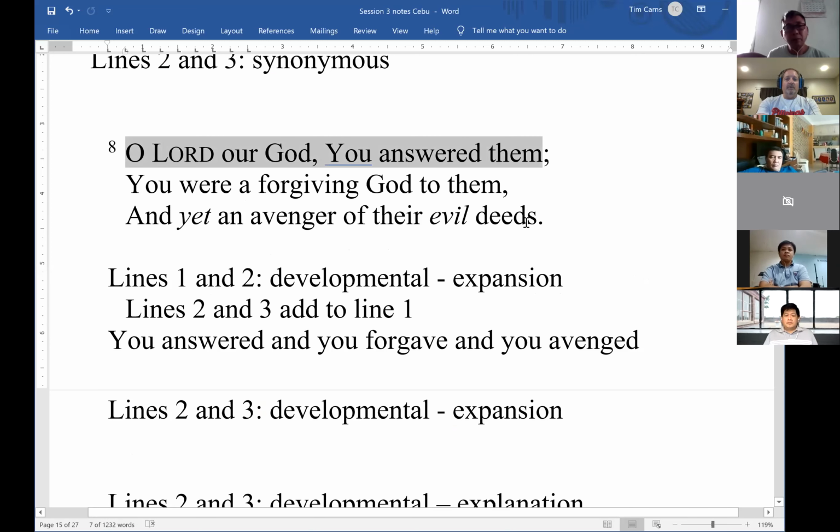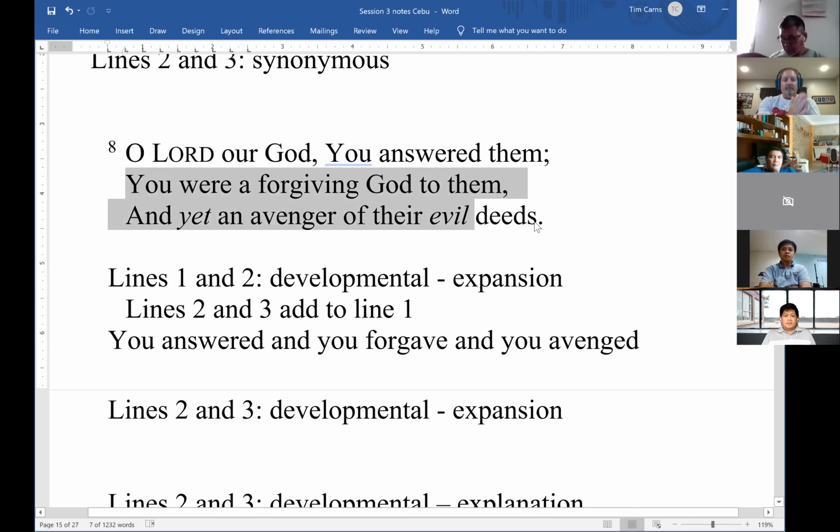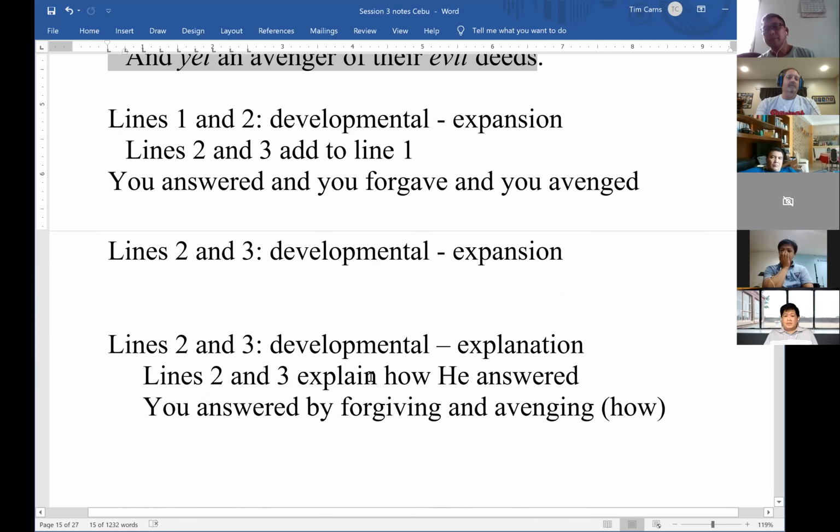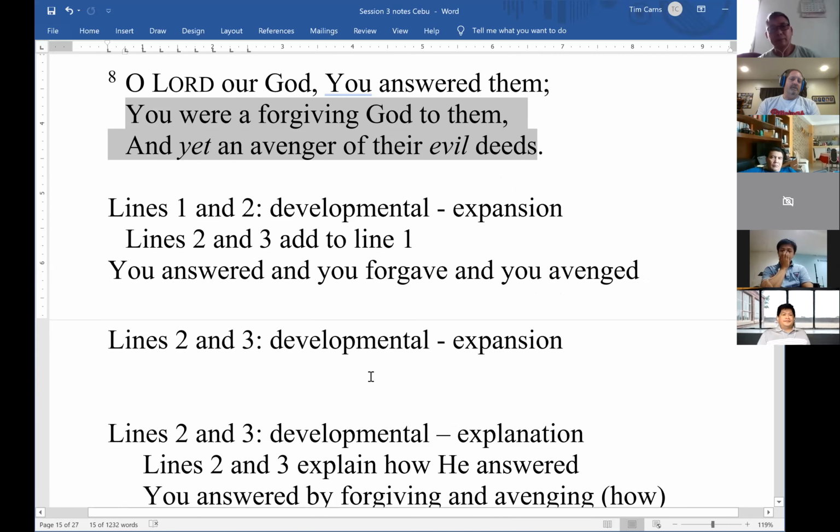Okay, so the New American Standard would seem to have identified this correctly, where we have line 1 and then lines 2 and 3 are more tightly connected to each other, and in this case lines 2 and 3 either add to line 1 or explain line 1, depending on the interpretation, which way you go. Yeah, either one of those I think you can make a case for. It's fine to put both. If you're not sure, just put that lines 2 and 3 either expand on line 1 or they explain line 1. All right, and then you can figure it out later as you get more familiar with the psalm.